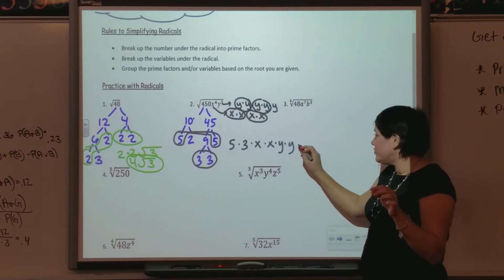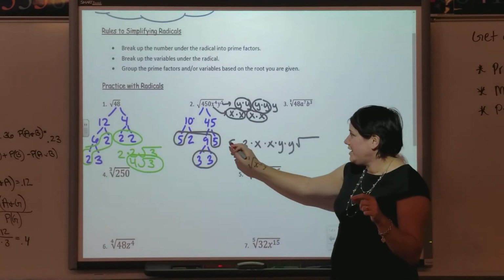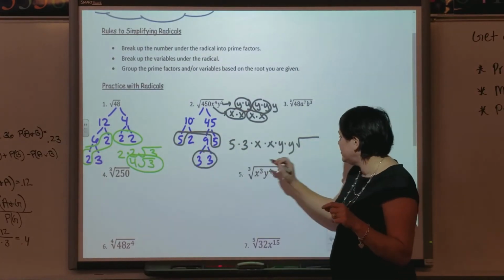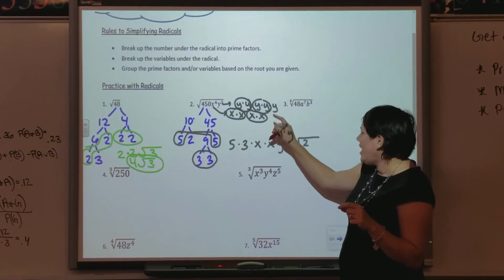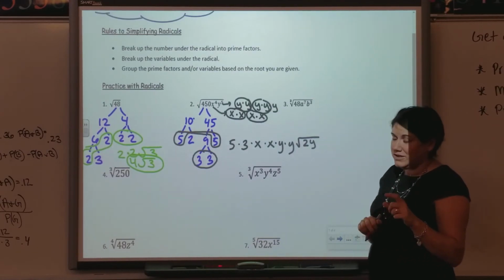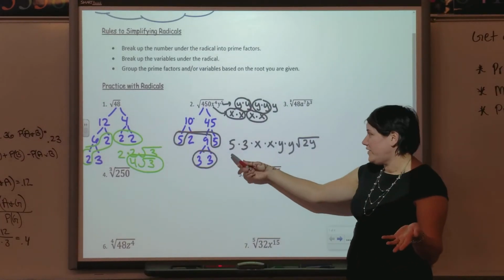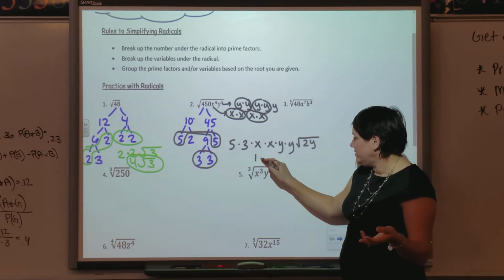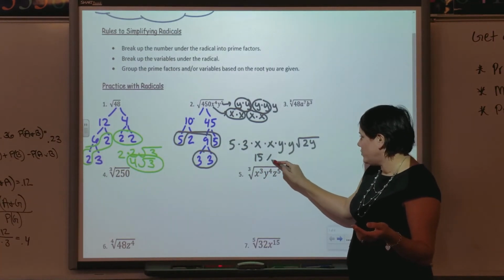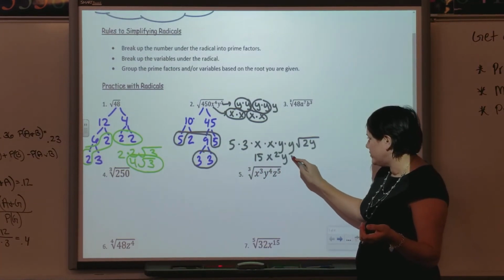Everything left over is going to go under the radical. So you're going to have this 2 under the radical, and you have a y left over. That's going to go under the radical. And again, from there, you just simplify it. 5 times 3 is 15. X times x is x squared. Y times y is y squared.